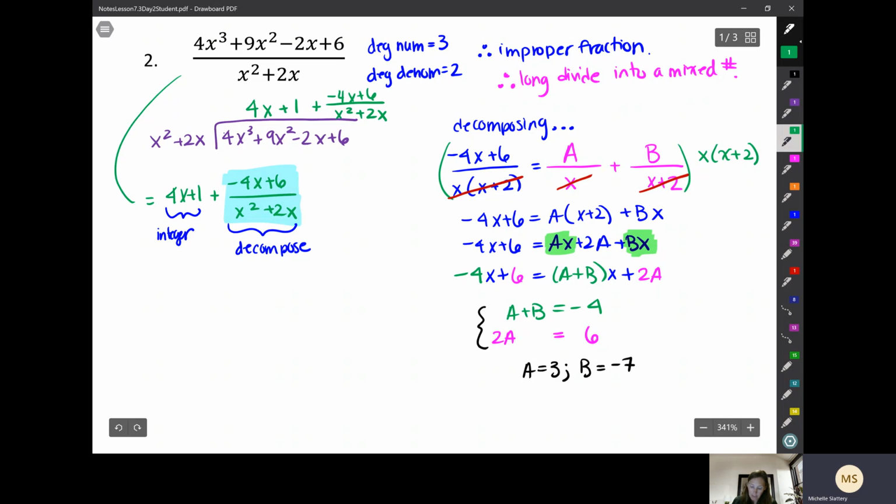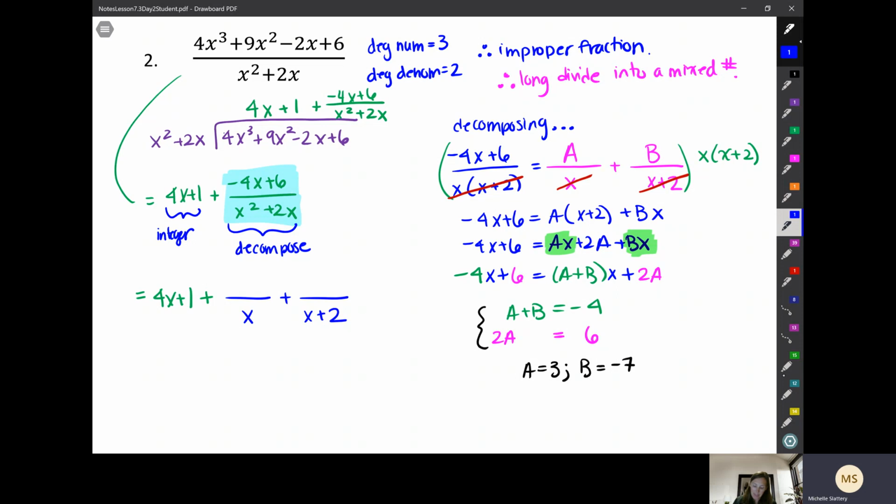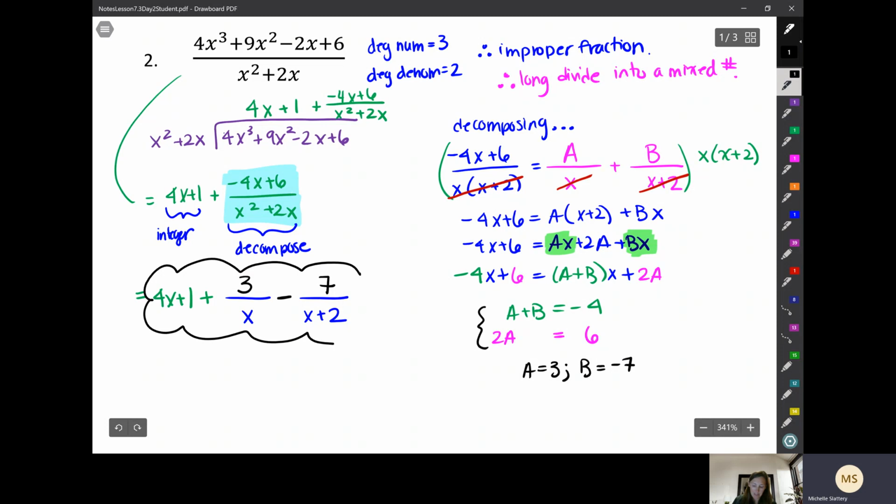Okay? All right, so now we can take that and put it into the left-hand side. Here on the left, we have our 4x plus 1, and now plus, we decomposed this into 2 parts. One denominator was x, the other denominator was x plus 2. The a goes above the x, so I put 3 here, and the negative 7 goes above the x plus 2. And again, I can just write it as negative 7 over x plus 2. And there is my answer.